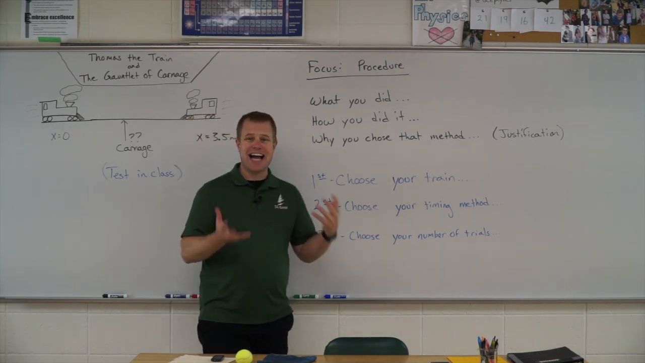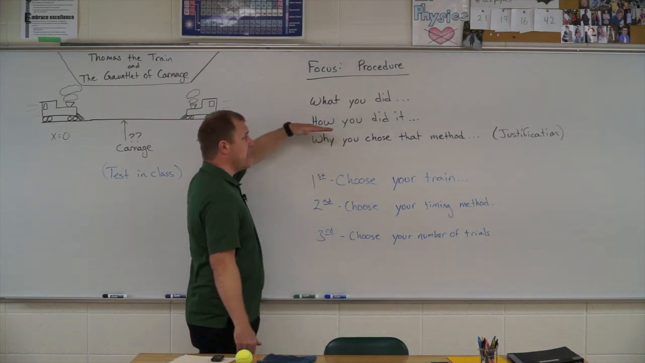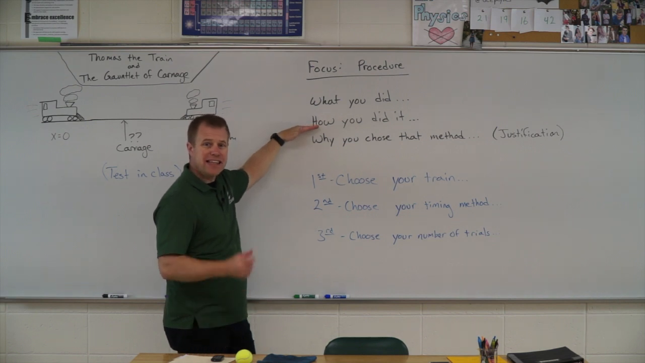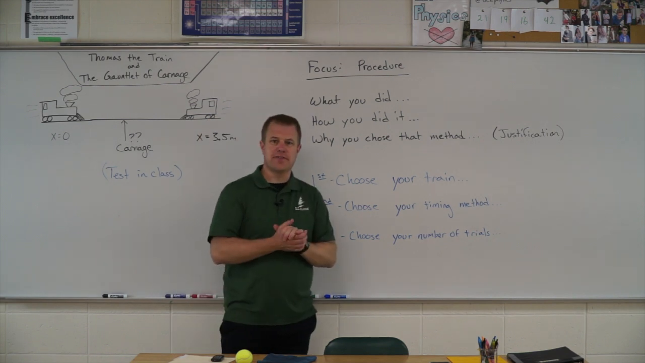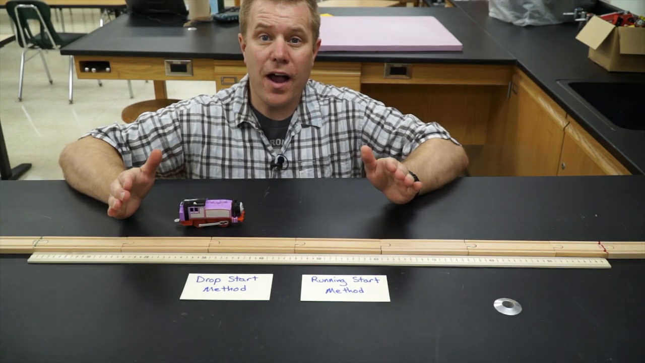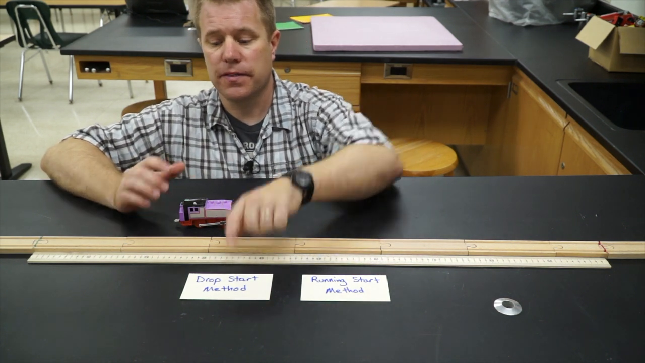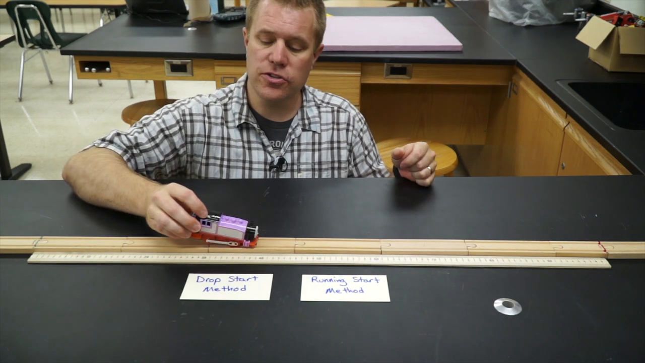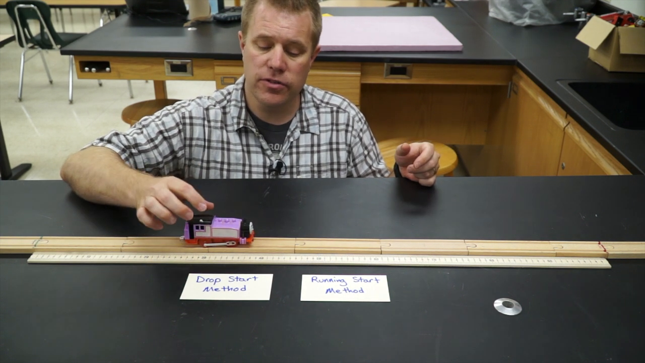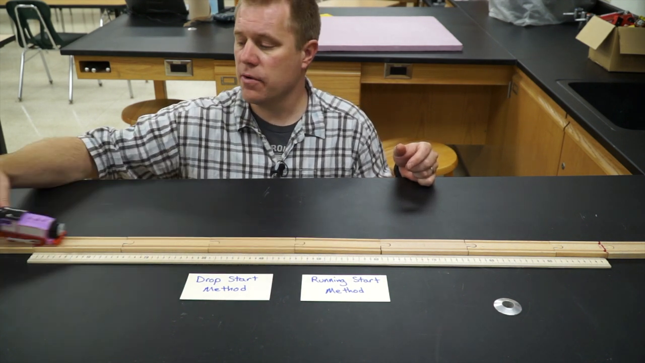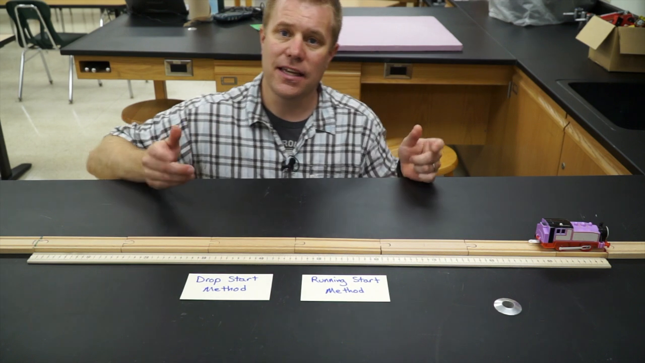Next, you need to choose a timing method that you think is going to work the best. And you're going to have to think about how we did that timing method and then why I chose that method. So let's take a look at the two timing methods available. I want to talk about the two options we have available to us for our starting methods. We have the running start method and the drop start method. So the drop start method works like this. I'll start the train and I'll say 3, 2, 1, drop. And I'll drop it. And as soon as I drop it, you start your timer because I will be starting it right on that start line, and then you stop your timer when it gets to the end line.